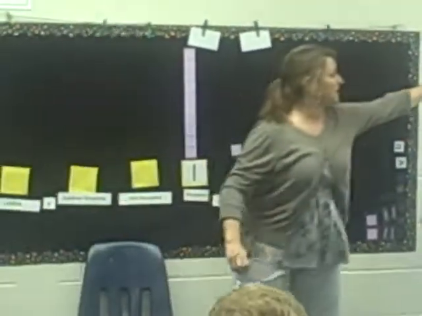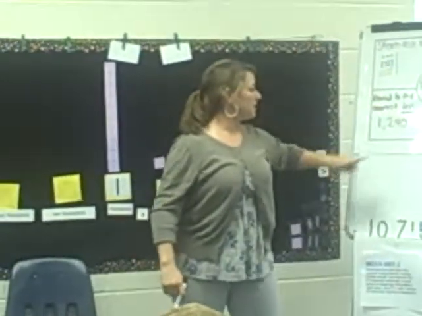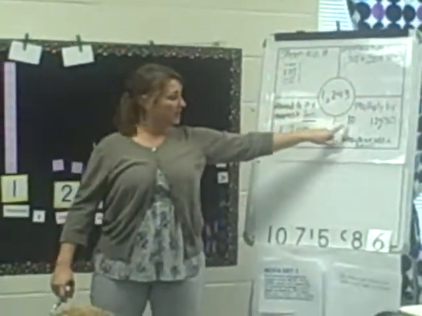We should have a sketch here, expanded form here, rounding here, and multiplying by 10 there. And why do we add a 0? When we multiply by 10, what happens?